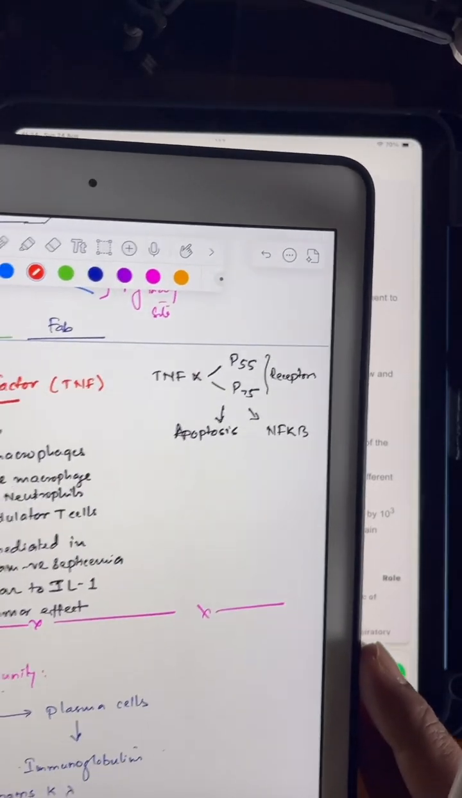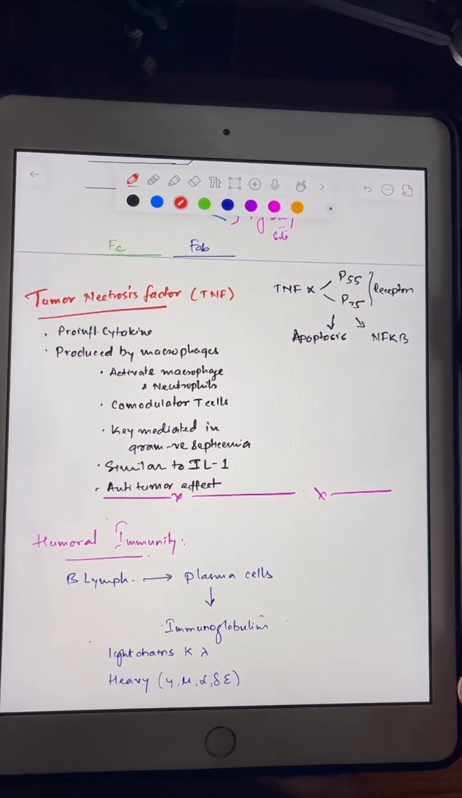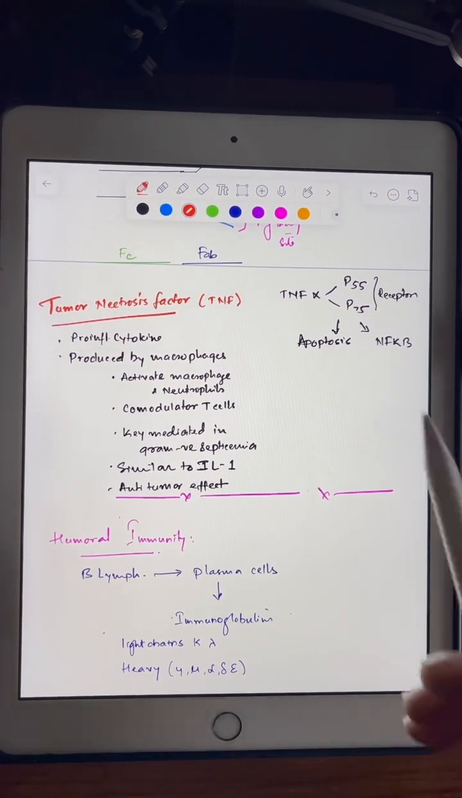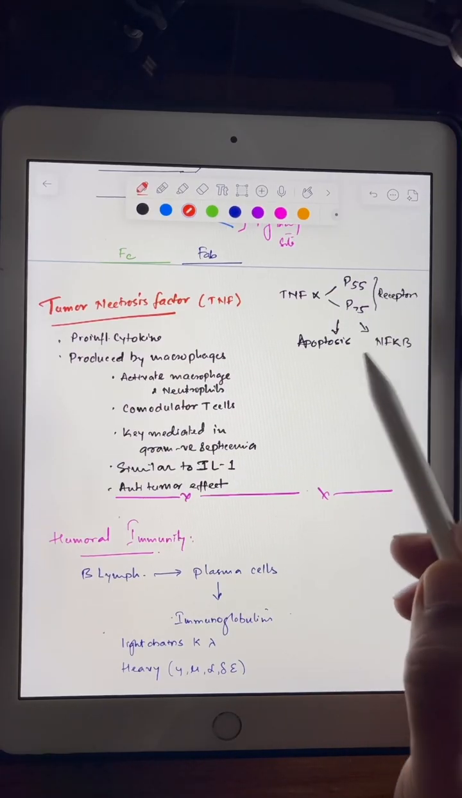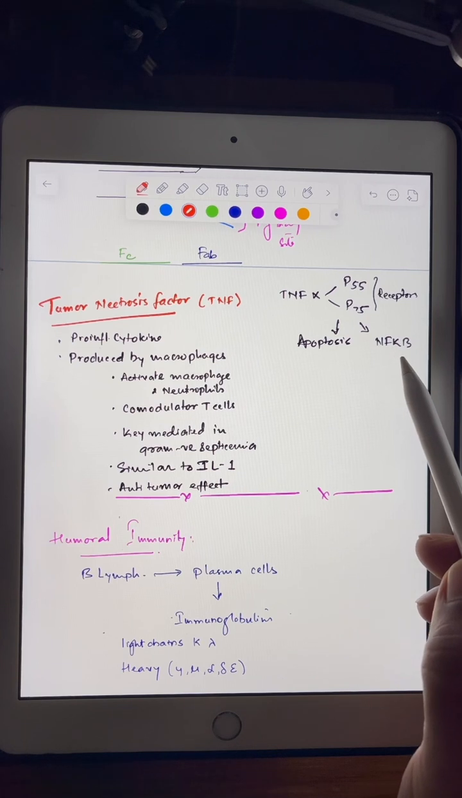So before that, let's go for some important thing. What is tumor necrosis factor? It is alpha, P55 and P75. These are the receptors. It causes apoptosis, killer cells.